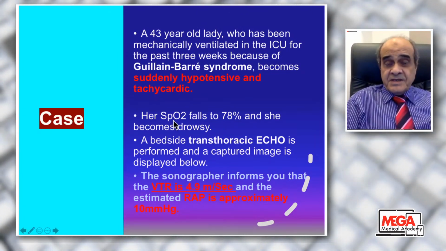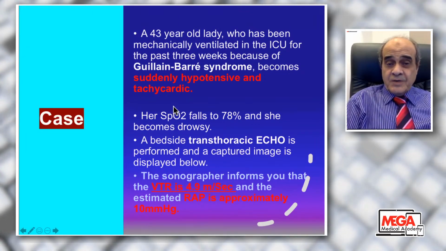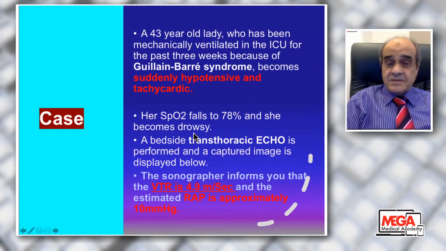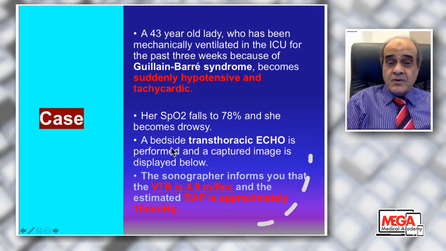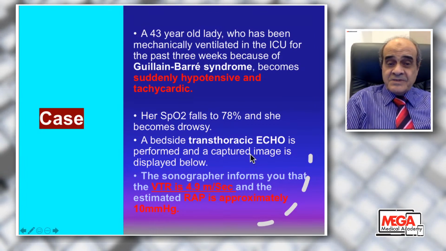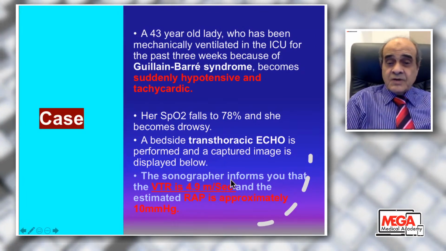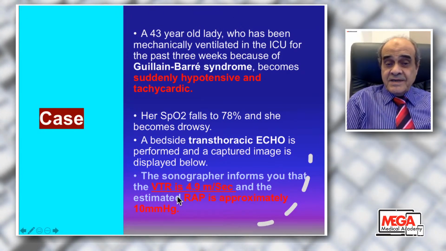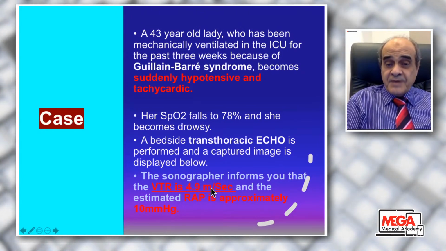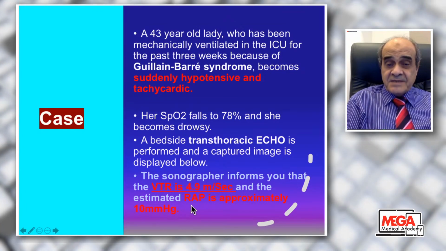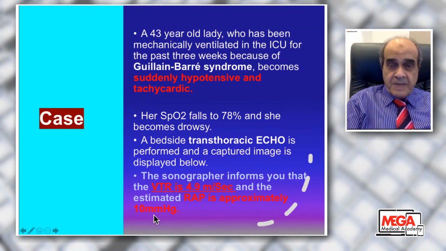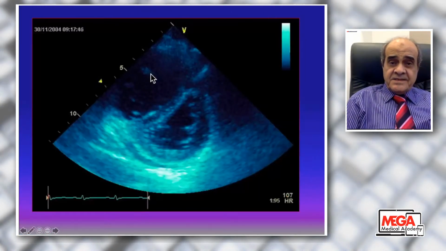This patient exhibited low saturation to 78%, and she becomes drowsy. Bedside transthoracic echo is performed and captured, and the image is displayed below. The sonographer informed you that the tricuspid velocity is 4.9 meters per second, and the estimated right atrial pressure is approximately 10 millimeters of mercury.